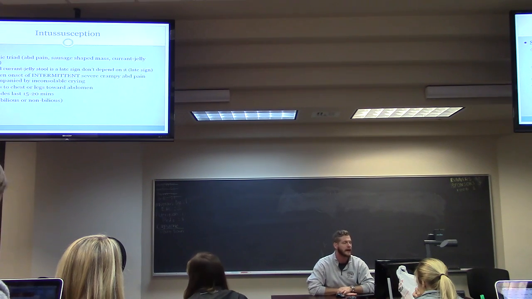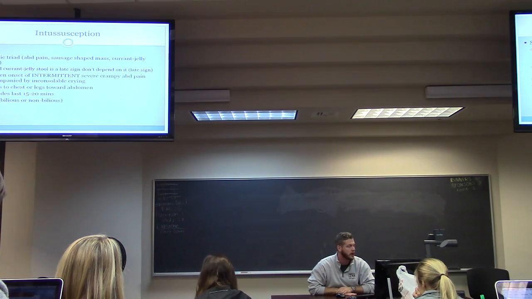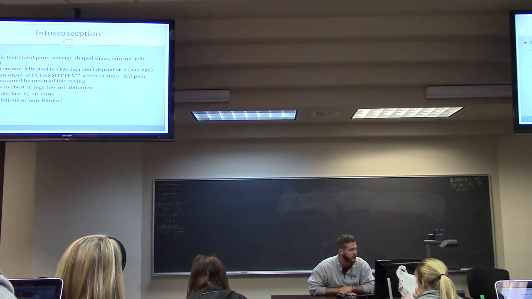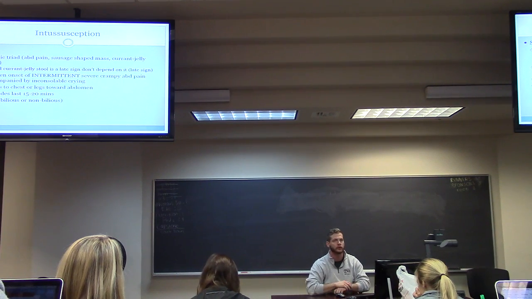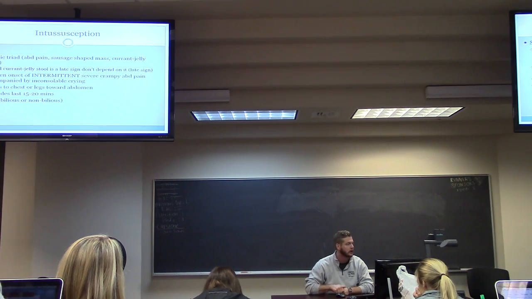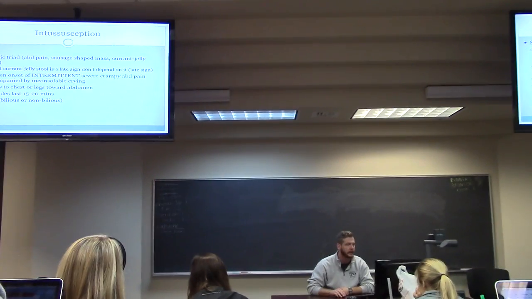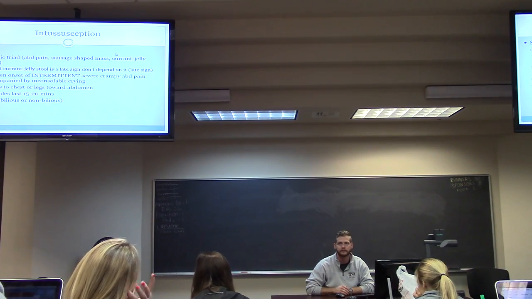So your classic triad is what you're going to see on your board exams. You get abdominal pain, a sausage-shaped mass, and red currant jelly stools. Memorize the sausage-shaped mass and red currant jelly stools. When you see red currant jelly stools, that equals intussusception. That's a board question you should think about for 3 seconds, then go to the next one. That's pathognomonic. Now ask me how many times you actually see red currant jelly stools.